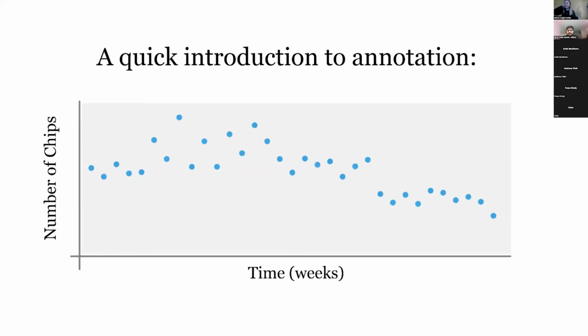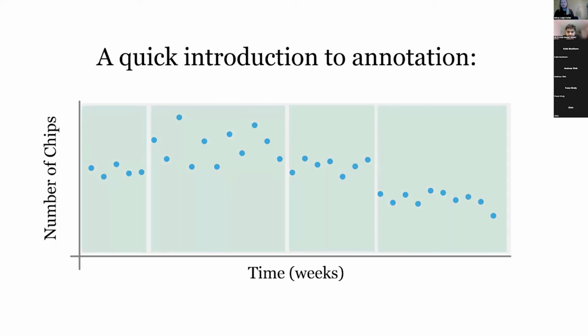All right, so a quick introduction to annotation. I'm going to build this around an example problem. Imagine that you're a consumer watchdog blogger, and you're counting the number of chips in a bag that comes out of your favorite chip factory. You do this every week, counting how many chips are in your particular bag, and you have this data as a time series. So it might look something like this.